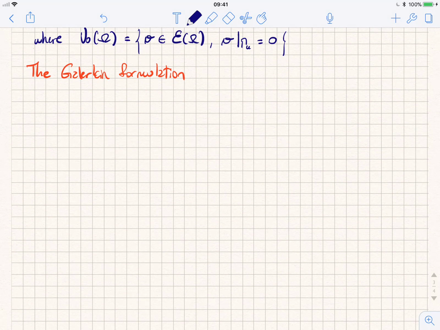So this energy space we defined is infinite dimensional. So clearly our exact solution is going to belong to that space. Okay?